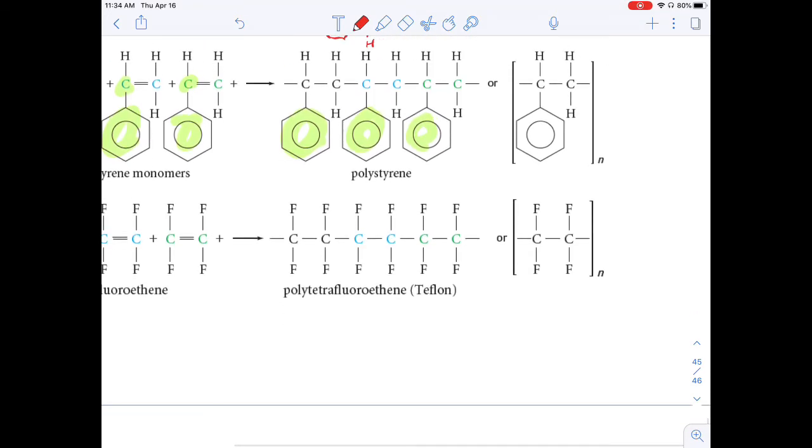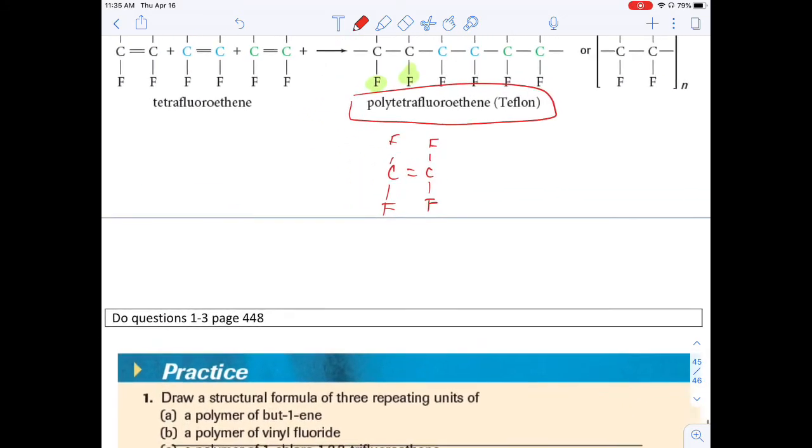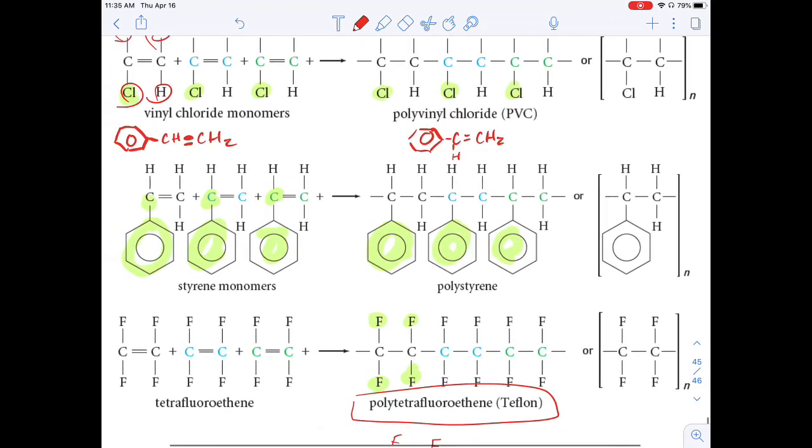So here we've got polytetrafluoroethene or Teflon. Now Teflon has got two fluorines on every carbon. So this must have had a fluorine, a fluorine, a fluorine, and a fluorine, right? In order to be able to have fluorine saturate the entire polymer, it means that all of the carbons must have been filled up with that. And so that's how addition polymers work.